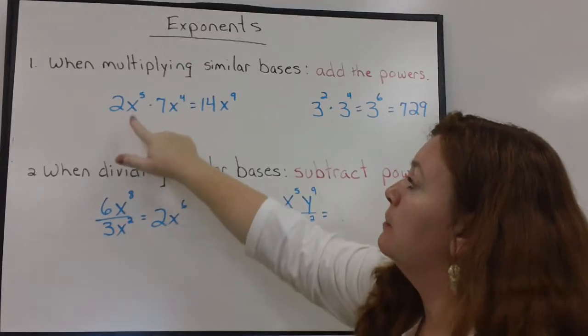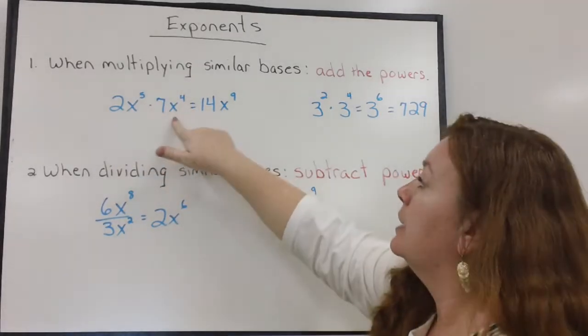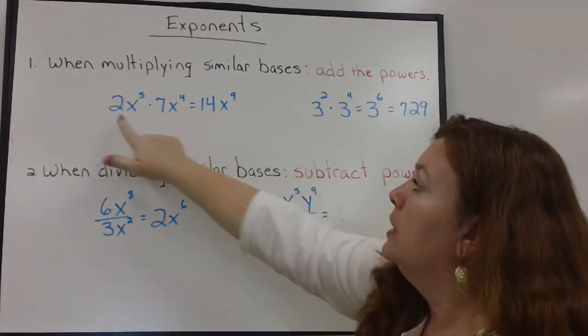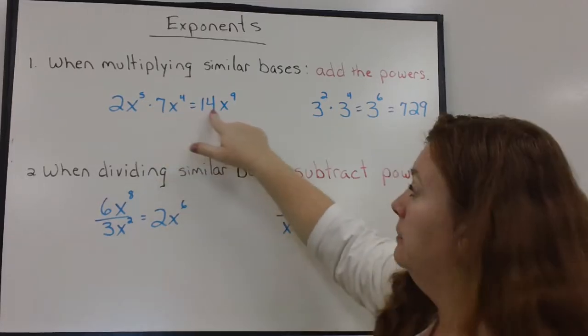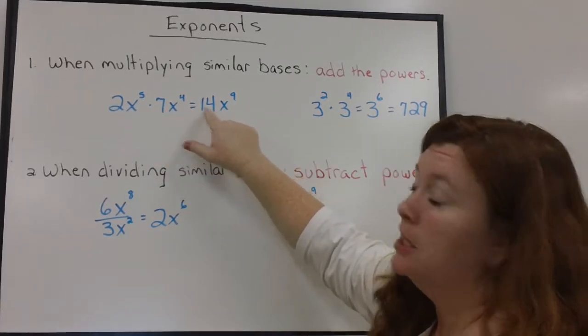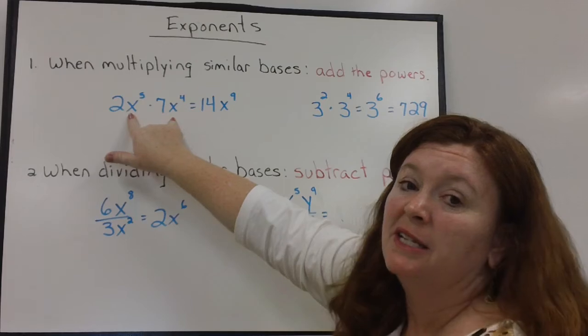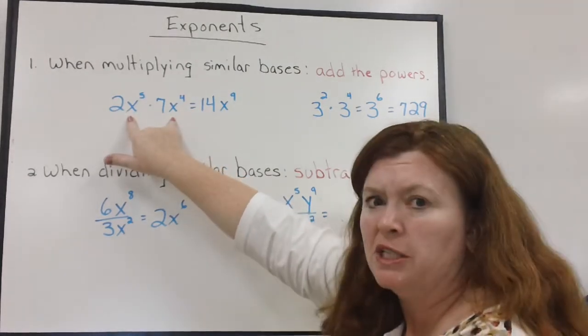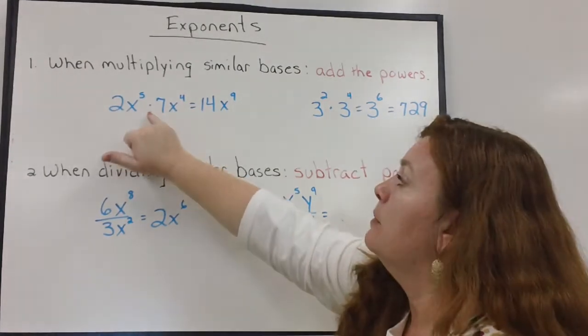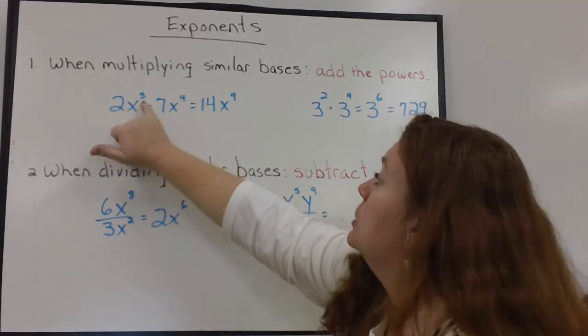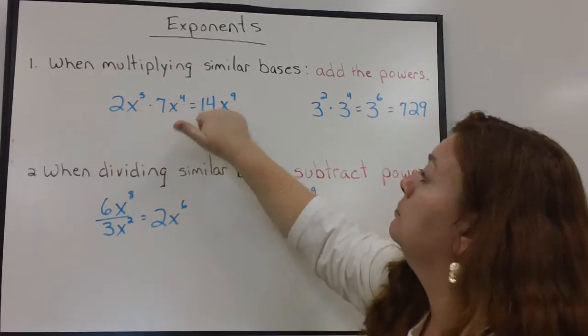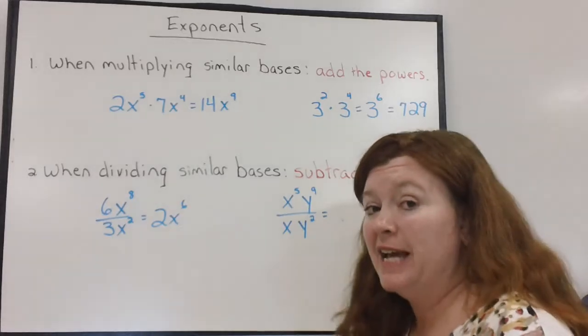So here's an example. I have a 2x to the 5th times a 7x to the 4th. The 2 and the 7 still get multiplied. That's just multiplication. But now I have 2 bases that have exponents, and the question is, what do I do with the powers? Well, since I'm multiplying, I add the powers. So 5 plus 4 is 9. So I get 14x to the 9.